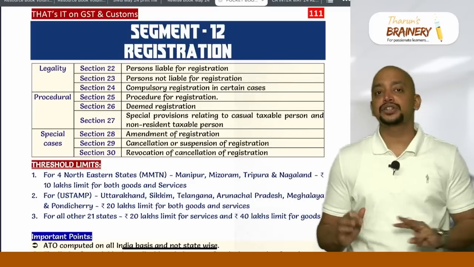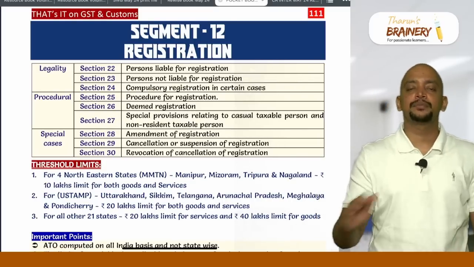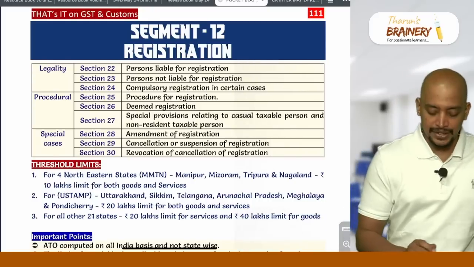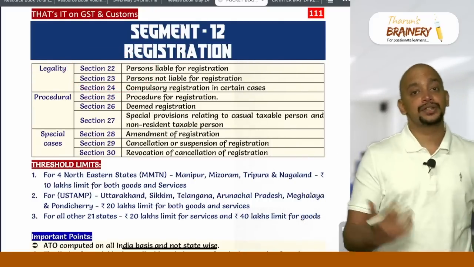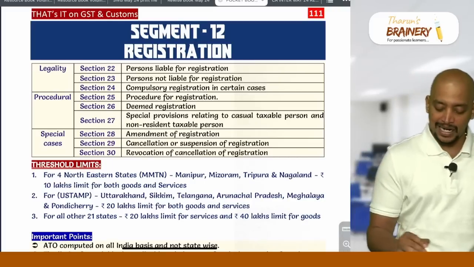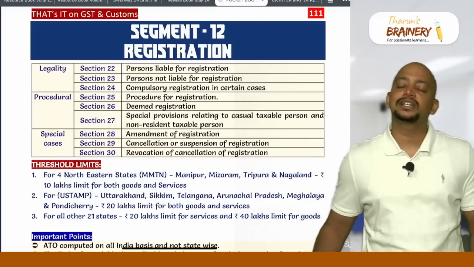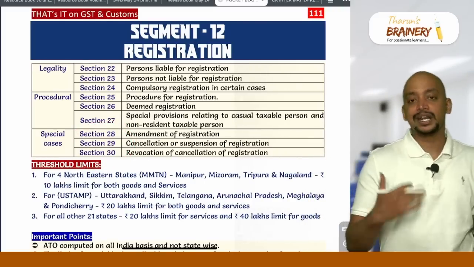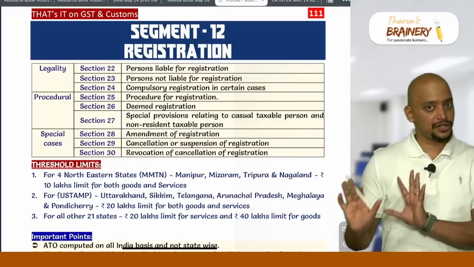In the first 3 sections, 22 talks about when a person is required to get registered, 23 exemption from registration, 24 compulsory registration. This is about legality. And 25 procedure for registration, 26 deemed registration, 27 special provision for CTP and NRTP. Then 28, 29, 30 talks about the special cases: 28 amendment to registration, 29 cancellation or suspension of registration, and 30 revocation of cancellation of registration.